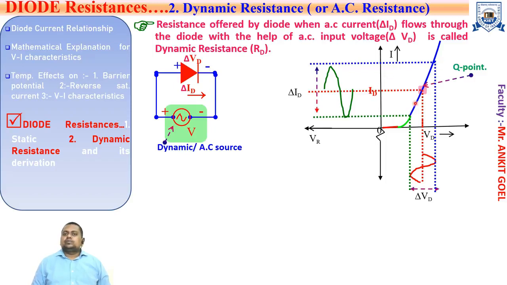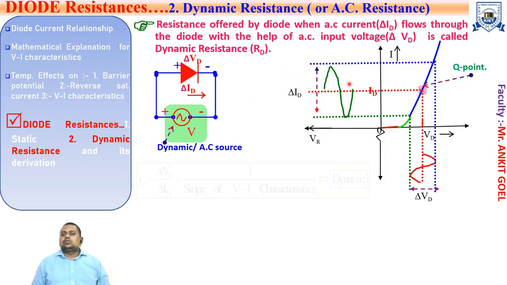So if we talk in terms of the VI characteristics, this is the Q point, right? If the voltage across the diode is changing between these two extreme points, the current is also going to change. If the voltage across the diode increases in the first half, you can see an increase in the diode current, and if the voltage across the diode decreases, the current across the diode decreases. So this is the extreme range of the voltage, and this is the range for the current across the diode.